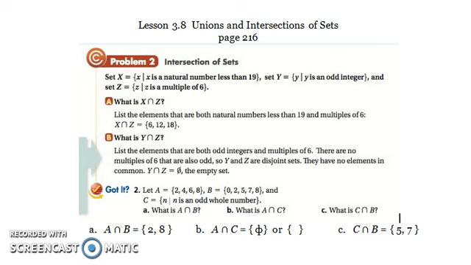This is lesson 3.8, Unions and Intersections of Sets on page 216. Problem 2, Intersection of Sets. Intersection just means where they overlap.